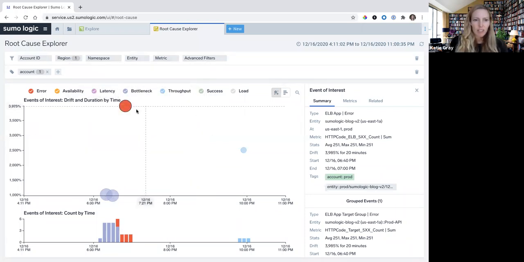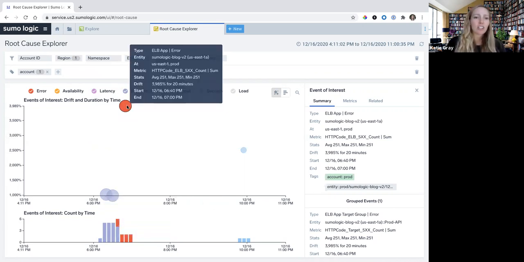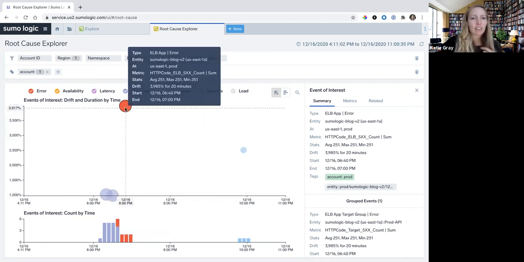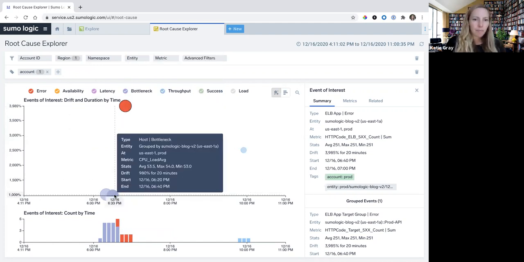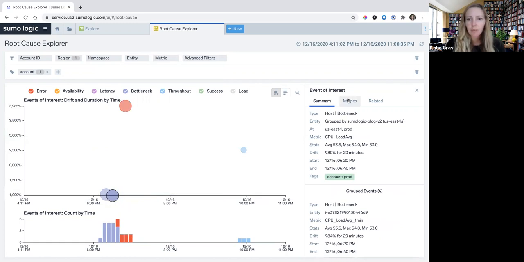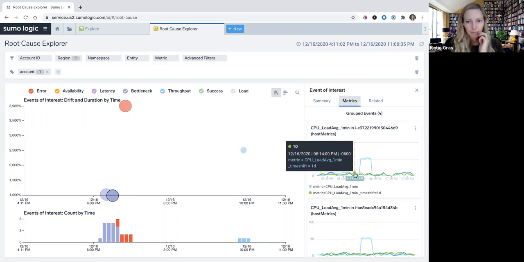But what I want to actually do is take a look at this timeline view, because this can be really powerful in understanding what happened first, what happened last. A couple of other anomalies occurred before our 500 error. Here we have a host bottleneck on EC2. And if I click on this, I can click on the metrics and we can see what the metric is that's actually creating this anomaly flag.